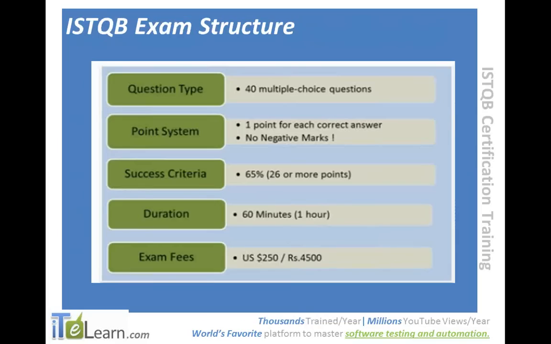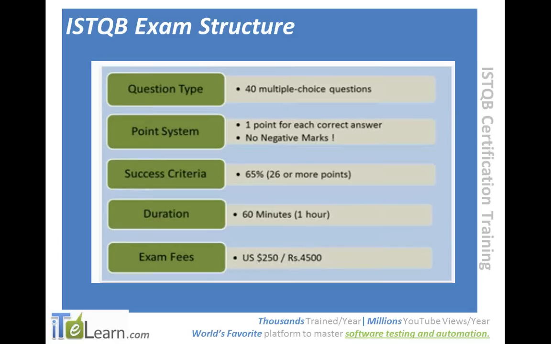This is about the exam structure. It's all MCQ, multiple choice questions. There are about 40 multiple choice questions that you will be getting in the exam, and it's a point based system. Every question will have 1 point for each correct answer. The good advantage is there is no negative marking, so you have nothing to worry about if something you have answered is incorrect. Rather than leaving it unanswered, you can try your luck. I mean, you can choose the best possible answer. Nothing goes wrong, there's no negative marking.